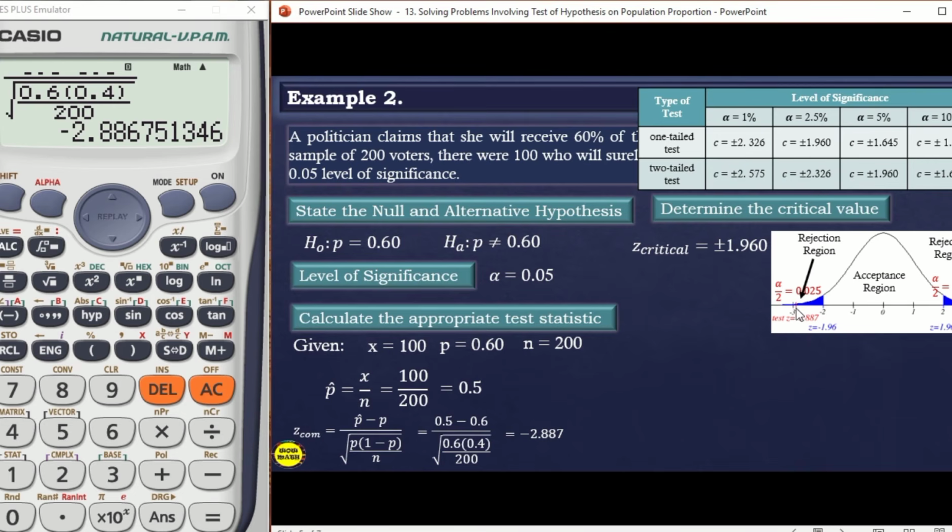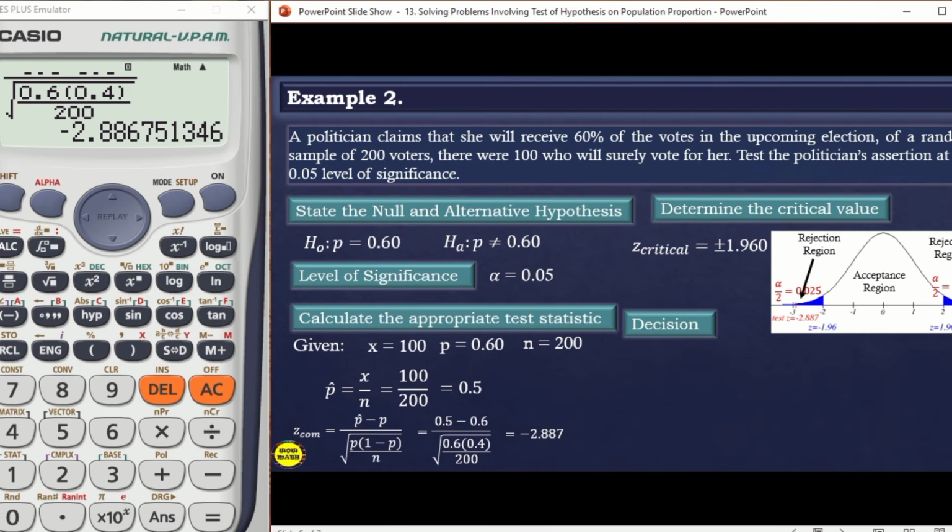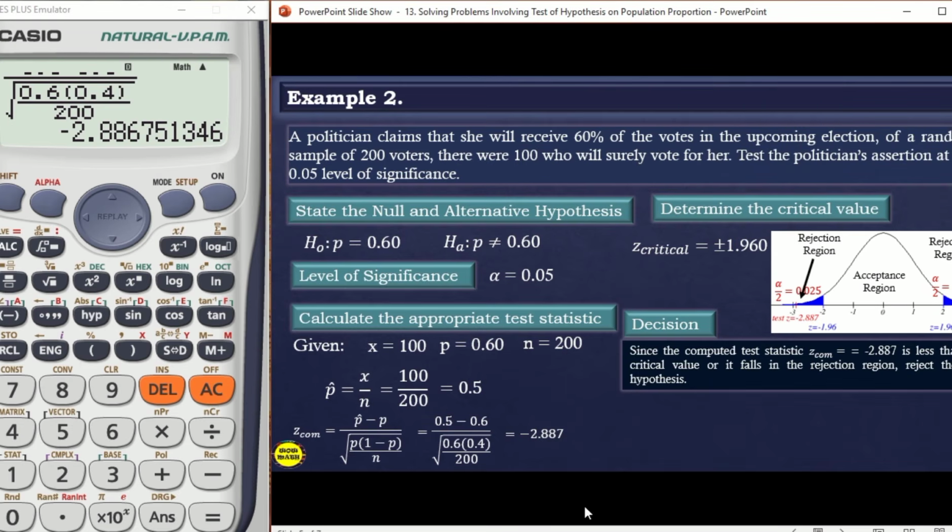Nandito yung negative 2.887. At makikita natin na nasa rejection region siya, no? Nasa rejection region yung computed value natin. Kapag nasa rejection region yung computed value, anong ibig sabihin niyan? We reject the null hypothesis. So, yun ang magiging decision natin.